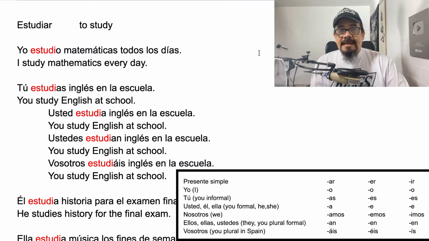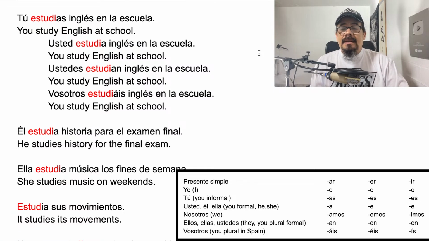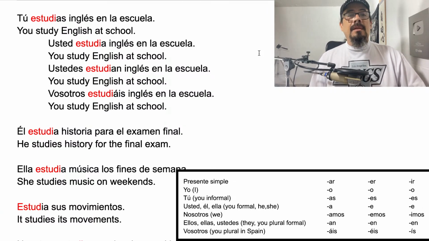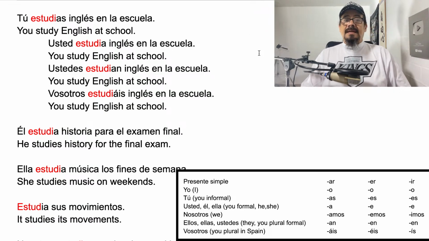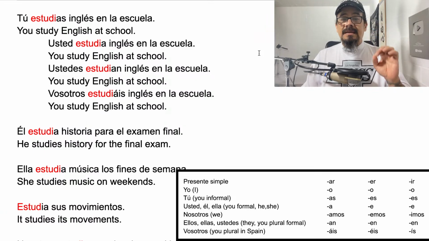Estudiar, to study. That's it. No other meanings for that. Yo estudio matemáticas todos los días. I study mathematics, math, every day. Tú estudias inglés en la escuela. Singular, close relationships, informal. You study English at school. Usted estudia inglés en la escuela. Singular, formal. Ustedes estudian inglés en la escuela. Plural. Vosotros estudiáis inglés en la escuela.